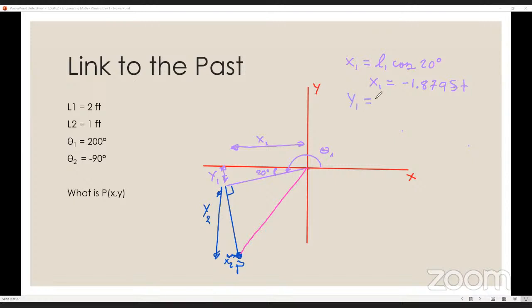All right. Y1 is just the sine of 200 degrees. So Y1 is equal to negative 0.6840. All right. So now we've got X1 and Y1, but that's not super helpful, right? Well, I mean, it's helpful, but now we need to find X2 and Y2.